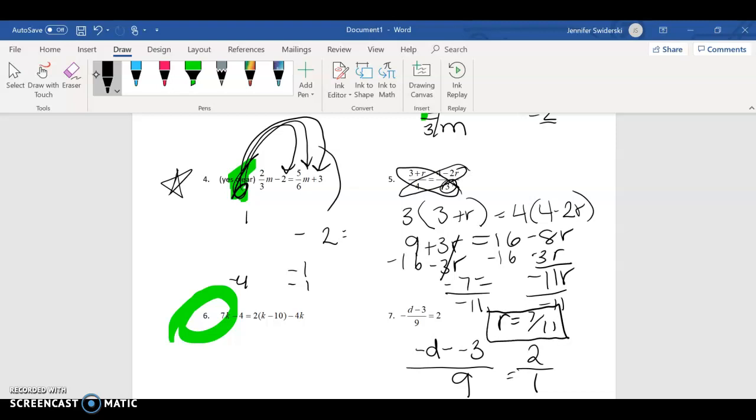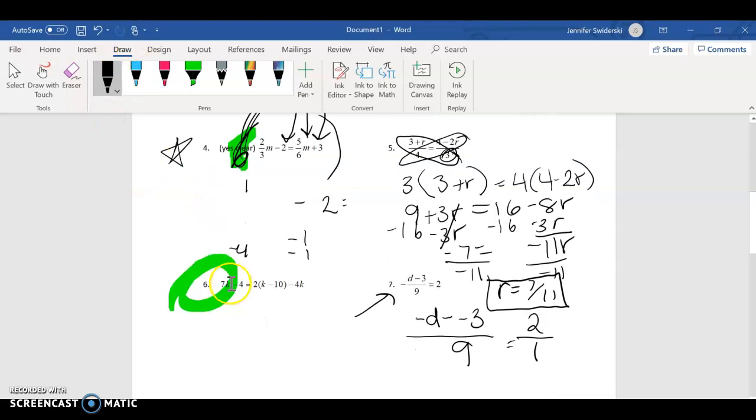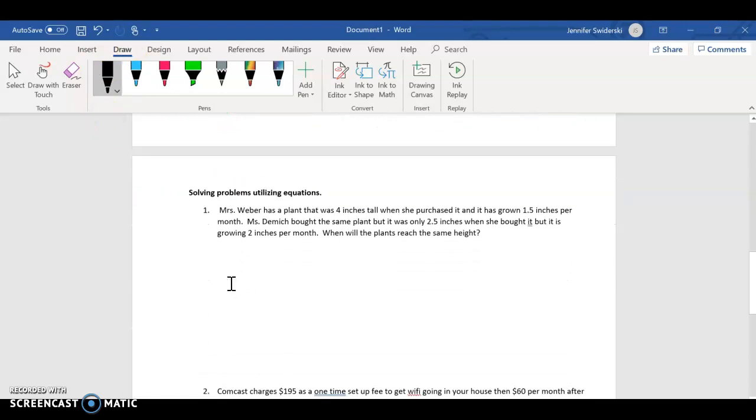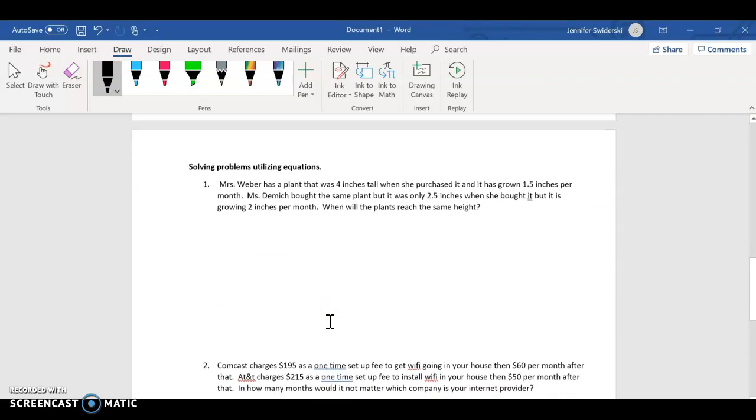All right, go ahead and skip number 7. We're going to go over that one in class together tomorrow. And let's go ahead and scroll down. So, word problems. Gotta love them.